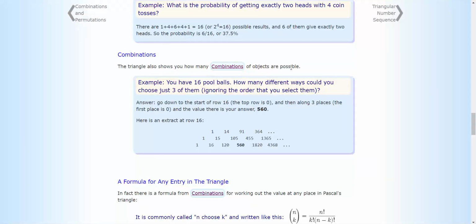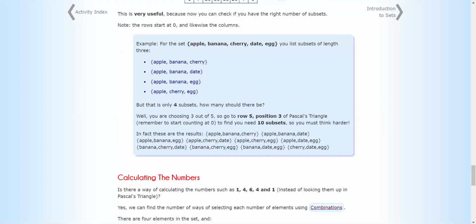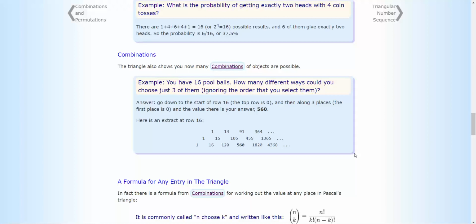Now this is heads and tails, and then we have something else called combinations. How many combinations of objects are possible? This is something we have talked about a bit earlier in the sets. So the sets basically reveal the number of combinations we could have. So we have an example here. We have 16 pool balls, so it's like a set of 16 elements within it.